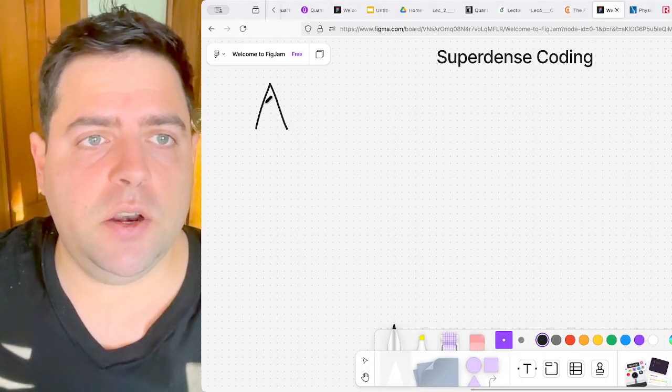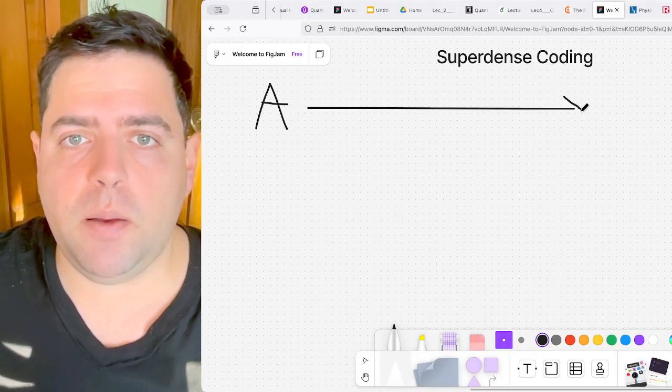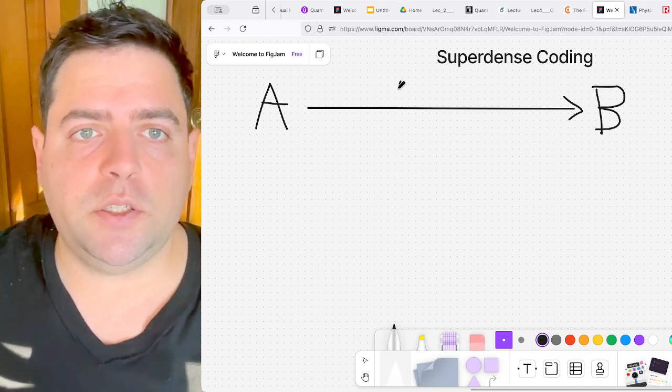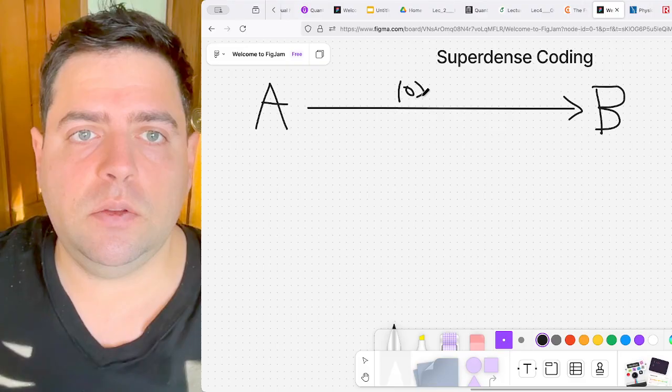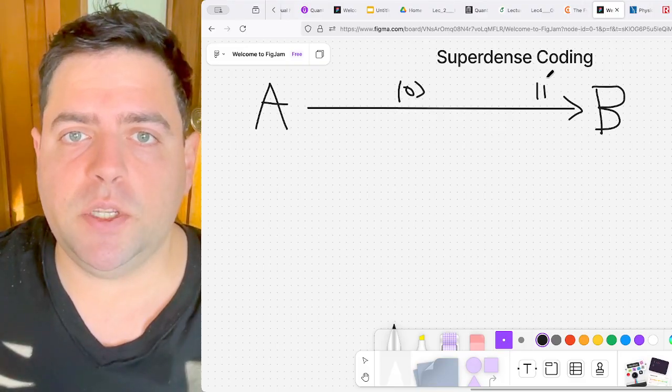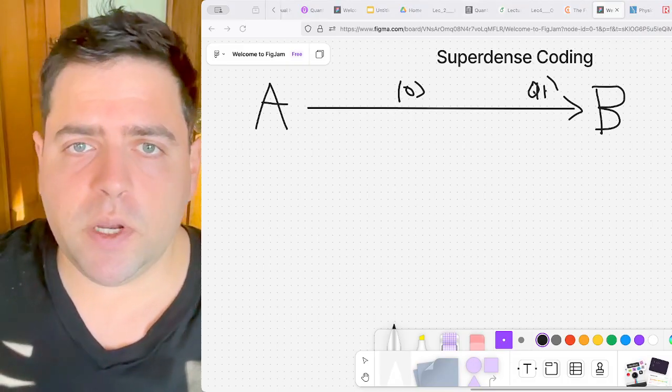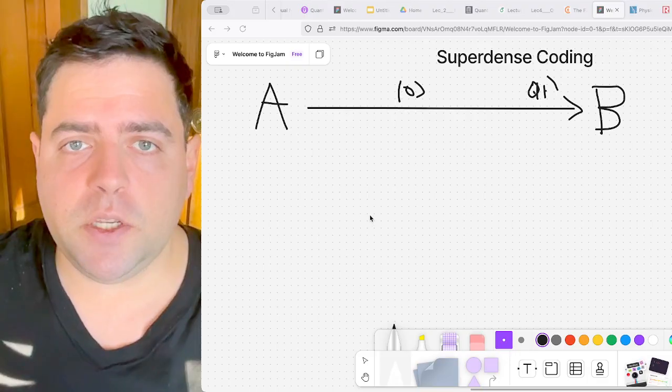We've got Alice here, and we've got Bob on the other end of a classical channel. Alice is going to send just one qubit, and Bob is going to receive two classical bits of information, right? One, two. So that's why it's called superdense. Let's see how this works.